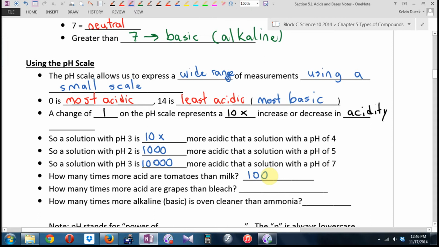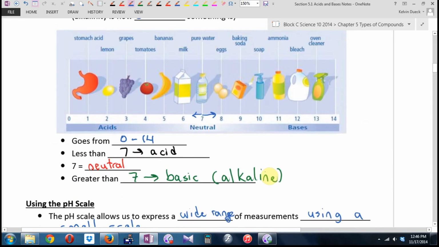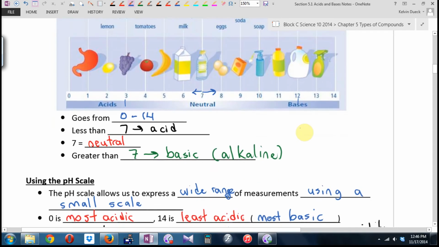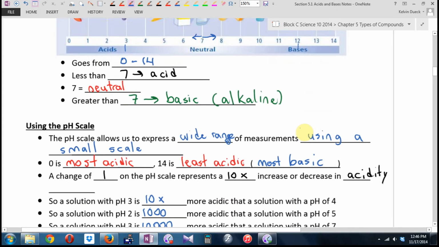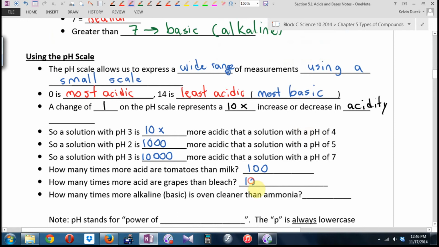How many times more acid are grapes than bleach? Okay, grapes are 3. Bleach is 12. How far apart are they? A 1 with 1, 2, 3, 4, 5, 6, 7, 8, 9 zeros, which is 1 billion times more acid.